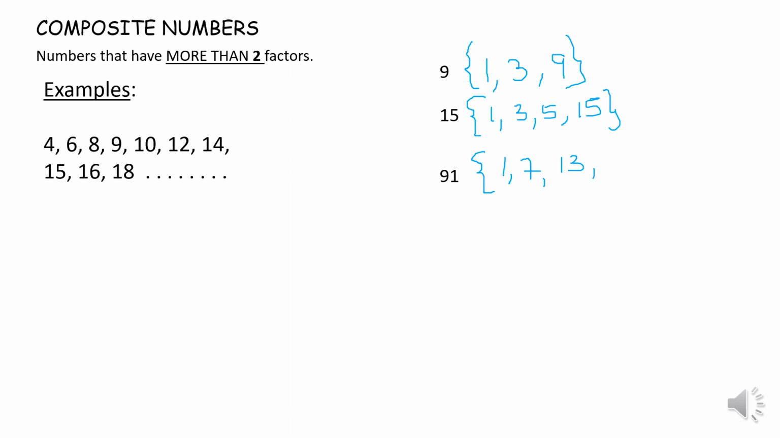And lastly, 36: 1 goes there, 2 goes there, 3 goes there, 4 goes in 36, 6 goes there, 9 goes there, 12 goes in 36, as well as 36 itself. There's actually one more that I have left out. Half of 36 is 18, and 18 also goes into 36, and also 36 itself.